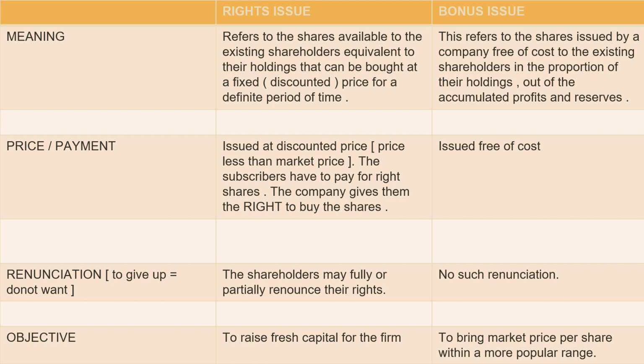Now we come to the differences in tabular form. The first point is the meaning. Right issue means the shares which are offered as an option, as a choice, as a right available to the existing shareholders. They have a right to buy more shares at a discounted price within the stipulated time period. Now, what will be that discount? This will be fixed by the company's policy. So, this is the meaning of the right issue.